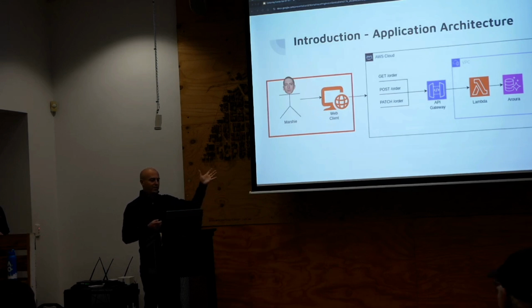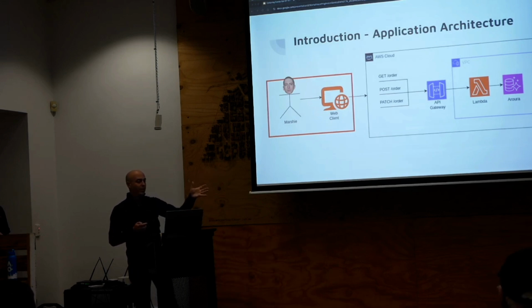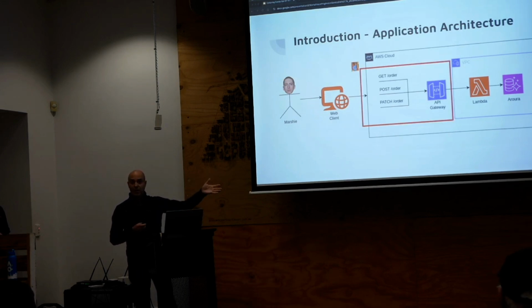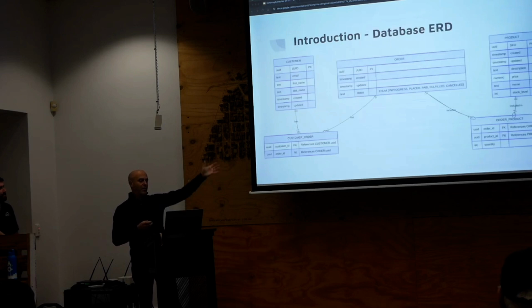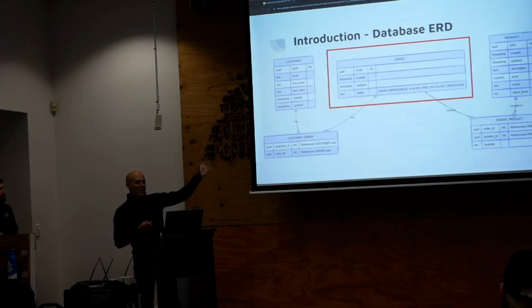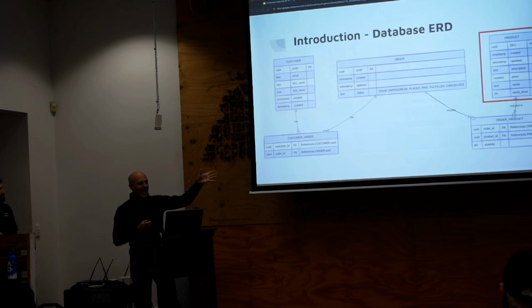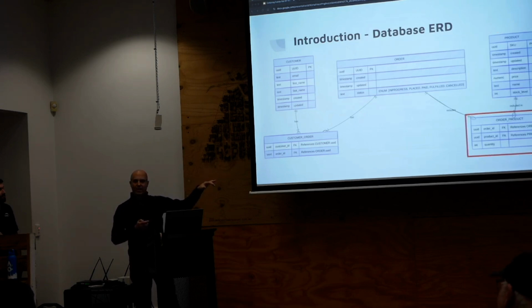Marcia here accesses our e-commerce site using their favorite web client, which issues a request to our API gateway that uses Lambdas to interact with AuroraDB. And here's the ERD for our database. You don't have to memorize this. Pay close attention to the orders and products. We've got a join between these two tables. That's the order product table here.